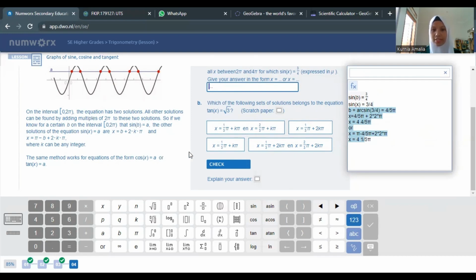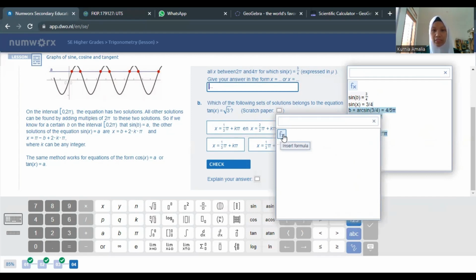So let's move to section B. Which of the following sets of solutions belongs to the equation tan x equals square root of 3? As we know, the angle for which tan x equals square root of 3 is 30 degrees, or in radians, 30 divided by 180, equals 1 over 6 pi. Oh, I'm sorry, not 30 but 60 degrees. So it's not 1 over 6, but 1 over 3 pi.